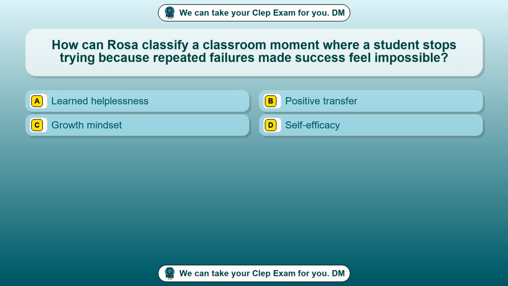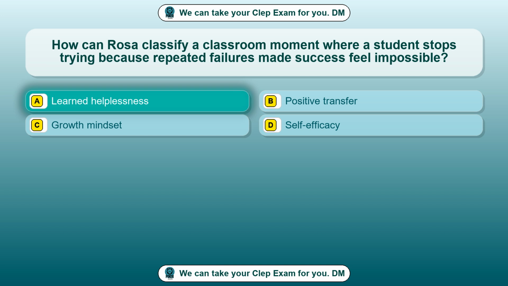Question 31. How can Rosa classify a classroom moment where a student stops trying because repeated failures made success feel impossible? Option A, learned helplessness. Option B, positive transfer. Option C, growth mindset. Option D, self-efficacy. The correct answer is option A, learned helplessness.